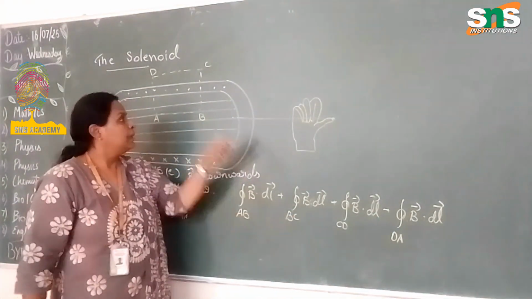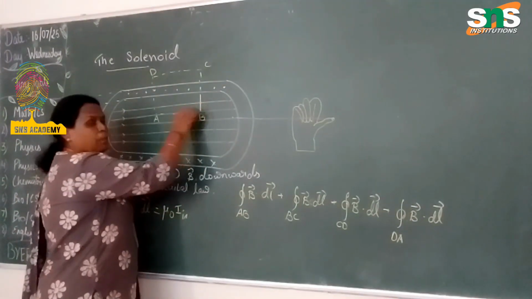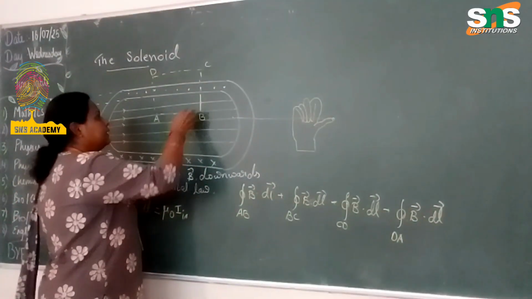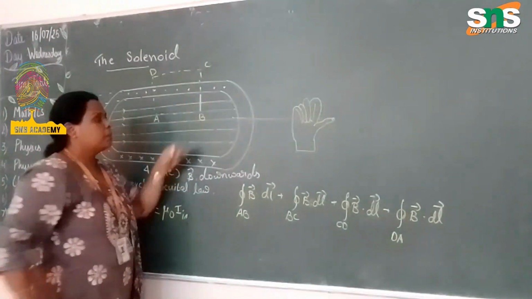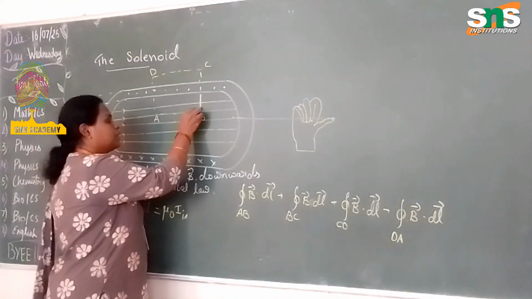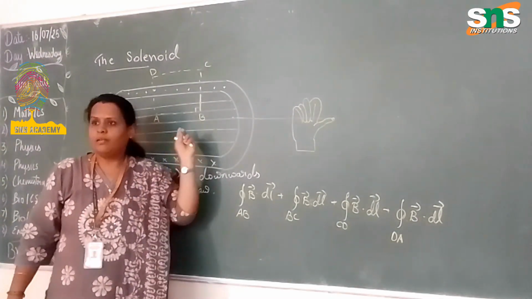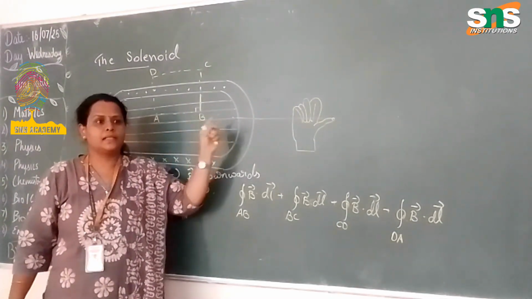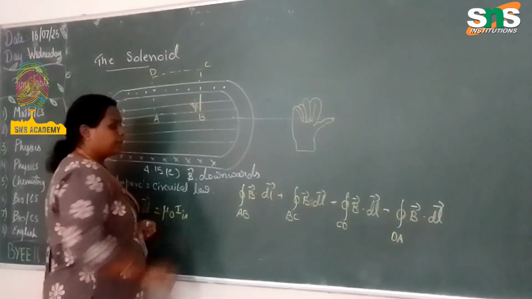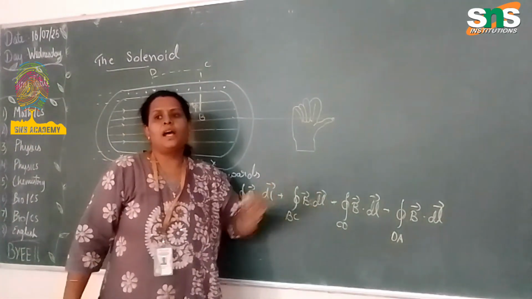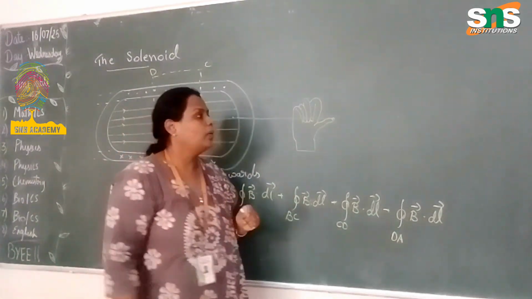So if you see BC, take this small element. Is this small element perpendicular to the current carrying coil, where we have placed it on the axis of the solenoid? Then it will become 90 degrees, am I right? So B vector dot dl vector, if I want to write it in scalar form, how can I write?